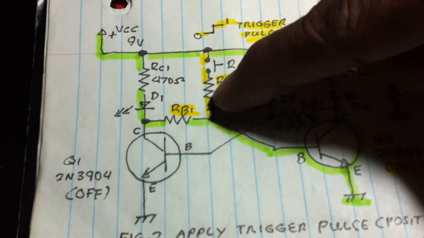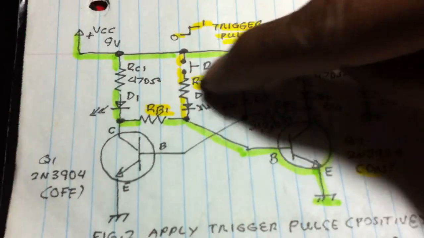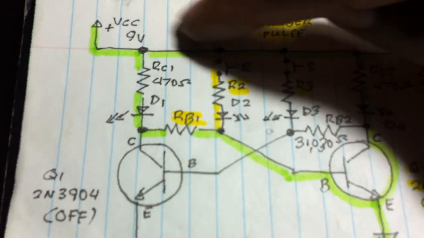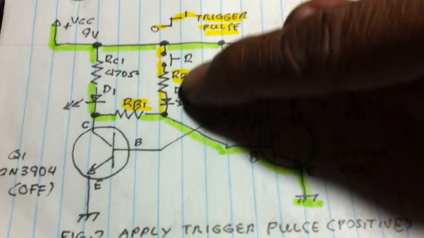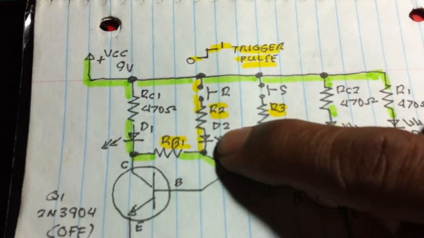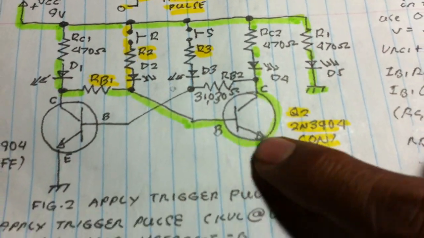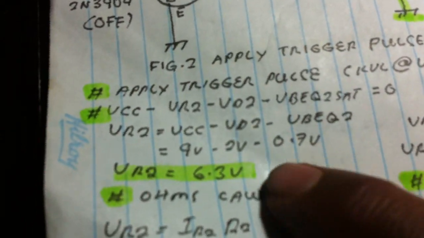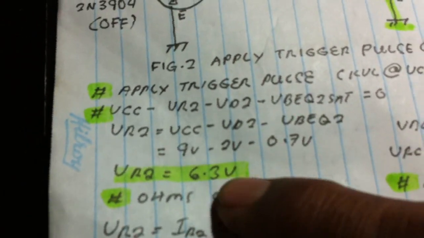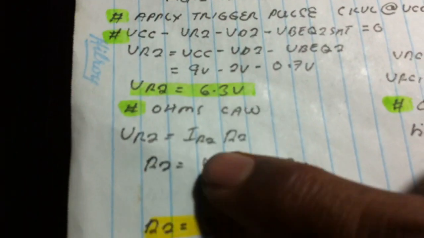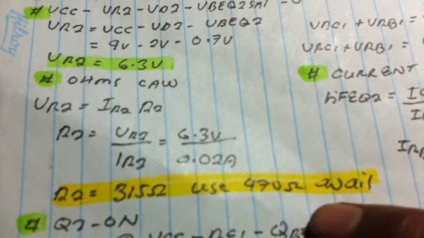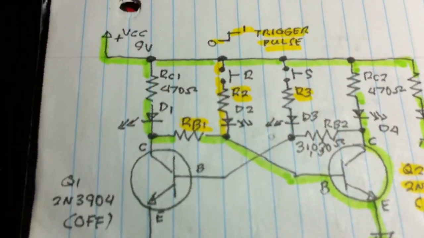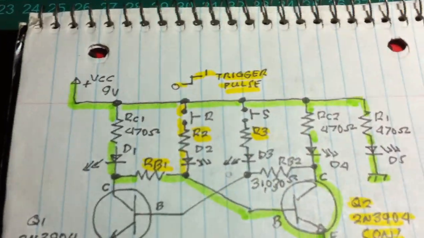The current flows here also when you apply a pulse to the BCC, BR2, BD2, and to the base of the emitter. So in order to compute for the value of R2, applying KVL, BCC minus BR2, BD2 minus voltage base to emitter of the transistor. Substitution, since you know all the values, 6.3 volts across R2. Using Ohm's law, we got 315 ohms, but I use 470 ohms. That is the case of applying a positive triggering pulse.